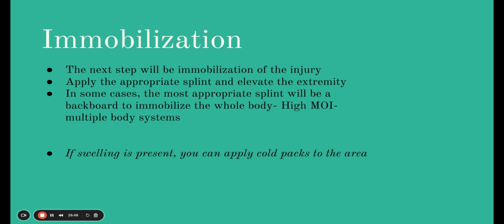In some cases, the most appropriate splint is going to be a backboard and a C-collar, because if it's a high mechanism and there are multiple body systems involved, you're just going to want to immobilize the whole body. You're not going to want to be on scene wasting time trying to splint every limb that's broken, when the best thing for the patient is going to be to spinally immobilize and get them to the hospital as fast as possible. If any swelling is present to any injuries, you can apply cold packs to the area to try and reduce that swelling.